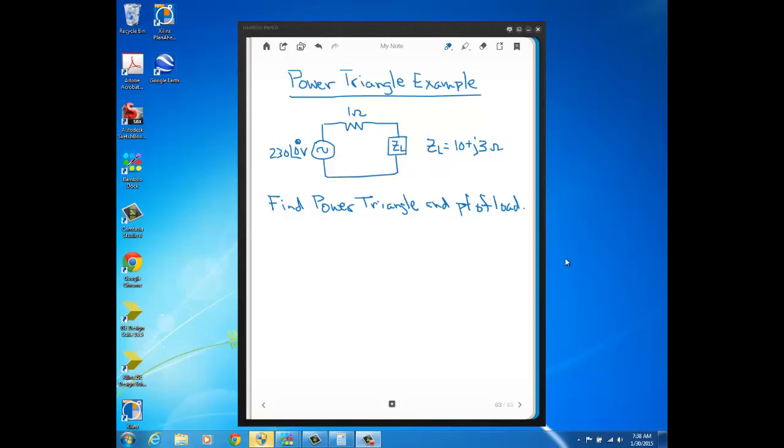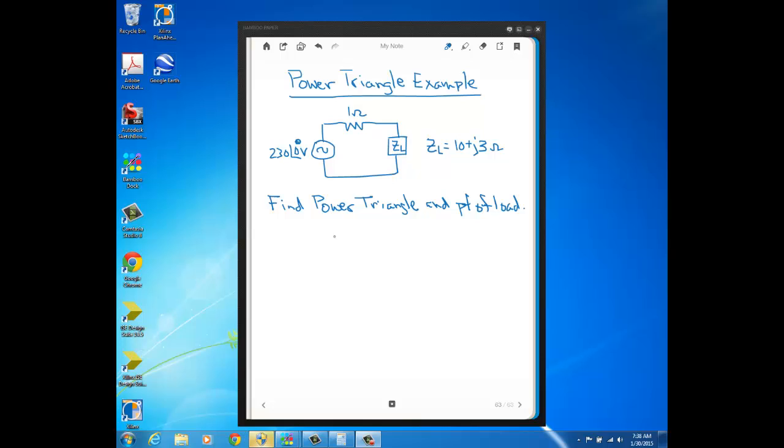Alright, in this video we do an example involving the power triangle where we're going to find the power triangle values along with the power factor for the load in this circuit, where we have a 230 volt source at 0 degrees connected to an impedance load of 10 plus j3 ohms, and in between we have some line resistance, this 1 ohm represented by this 1 ohm resistor.